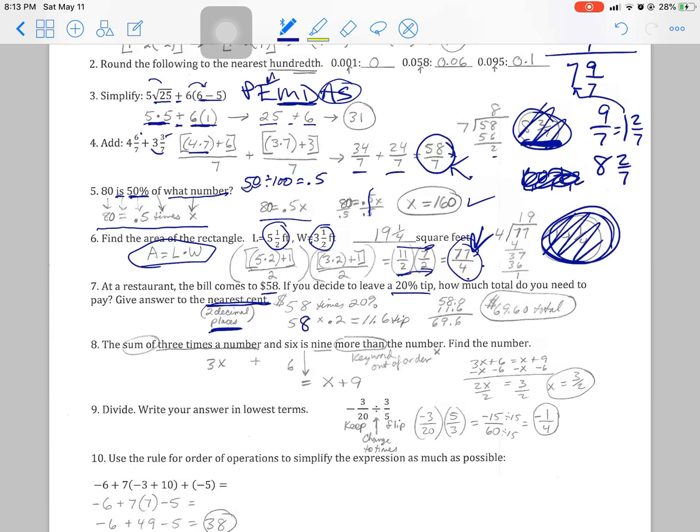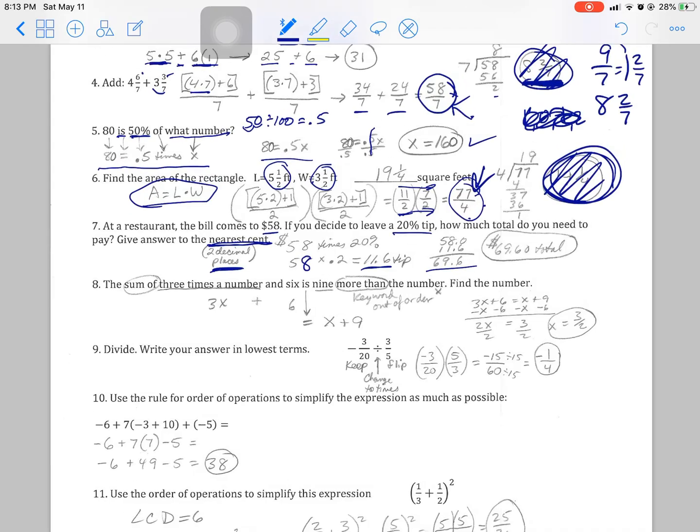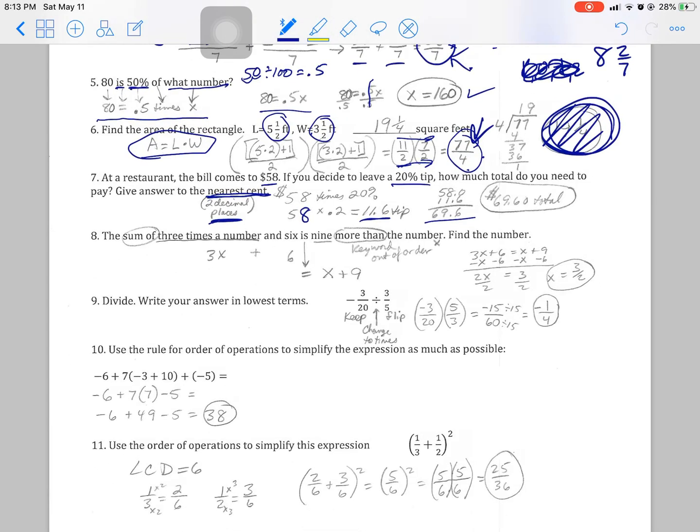58 times 0.2 is $11.60, which is your tip. Add that to the bill amount, which was $58 even, and you'll get a total of $69.60 that you need to leave on the table. Okay, that is rounded to the nearest cent, which is the hundredths place. Okay, put that 0 in there.